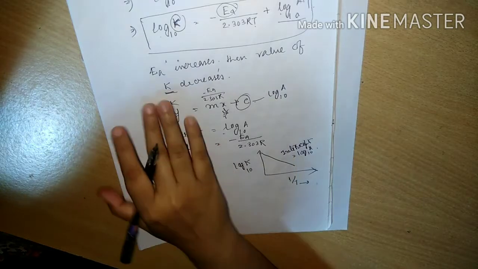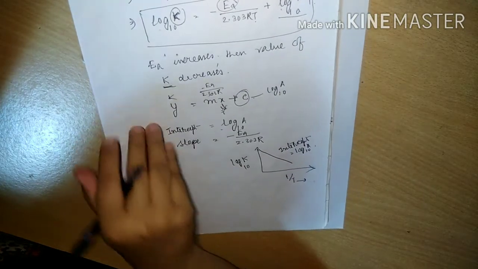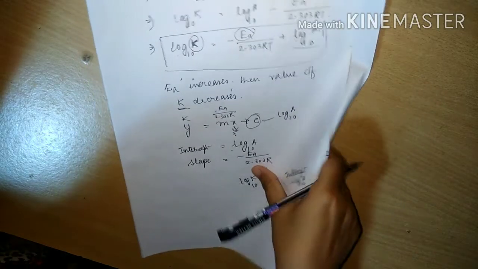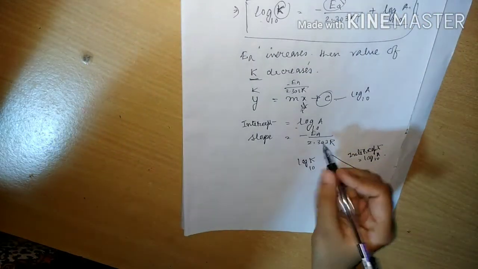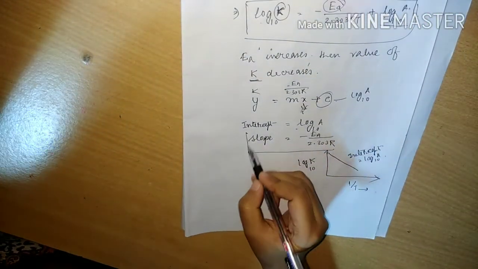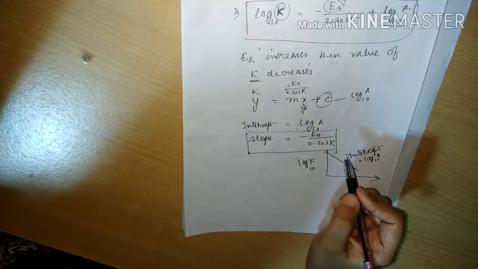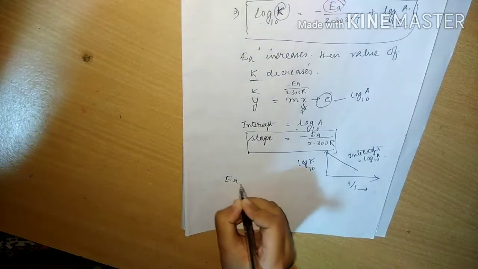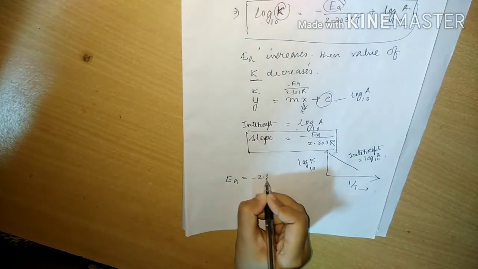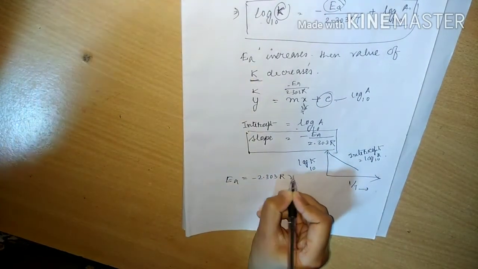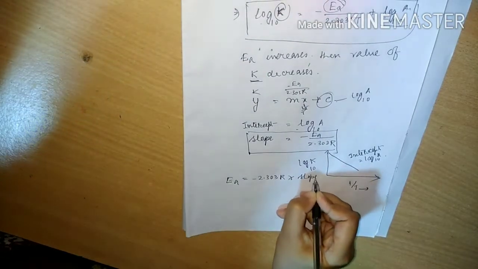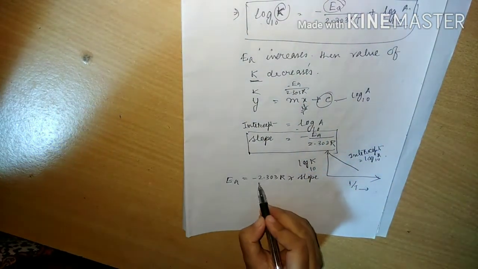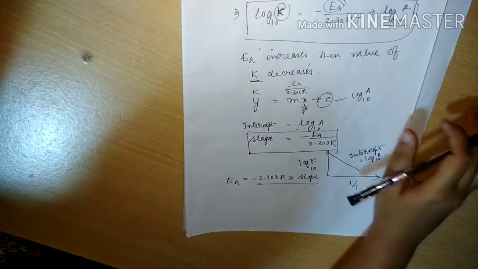So now, if we take two temperatures, how do we proceed? From the slope we get slope equals minus EA by 2.303 R. So from here we can calculate the activation energy: EA equals minus 2.303 R into slope. We can get the slope from the graph. So we have got the activation energy from the graph; we can also calculate it.